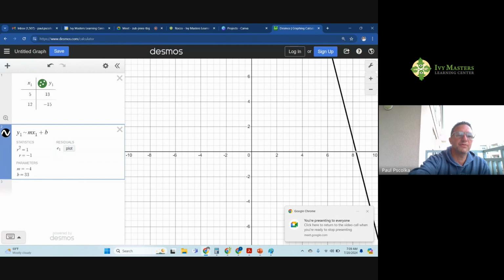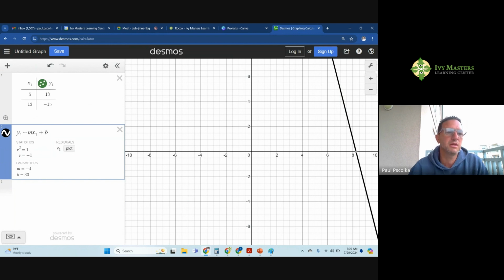You've got to hit plus to get the table, you put your values in, and then instead of y equals mx plus b, you put y1 tilde mx1 plus b, and then it gives you the value of b down here, 33.